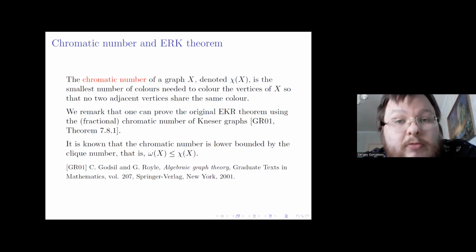The chromatic number of a graph X, denoted by χ(X), is the smallest number of colors needed to color the vertices of X so that no two adjacent vertices share the same color. We remark that one can prove the original EKR theorem using the fractional chromatic number of Kneser graphs. See the book by Godsil and Royle. It is known that the chromatic number is lower bounded by the clique number, that is, ω(X) is less or equal to χ(X).